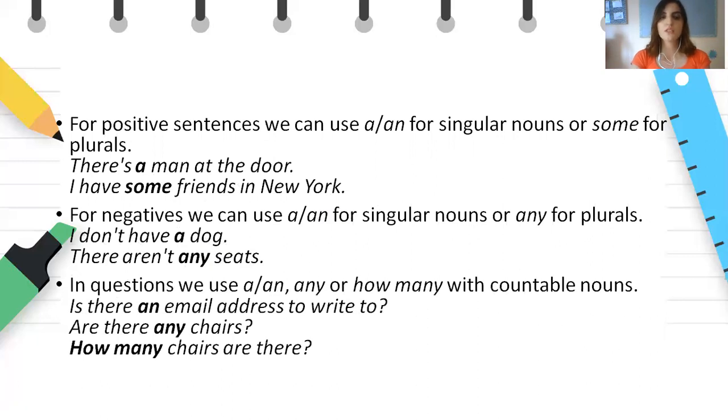In questions, we use a or an, any or how many with countable nouns. Is there an email address to write to? Are there any chairs? How many chairs are there?